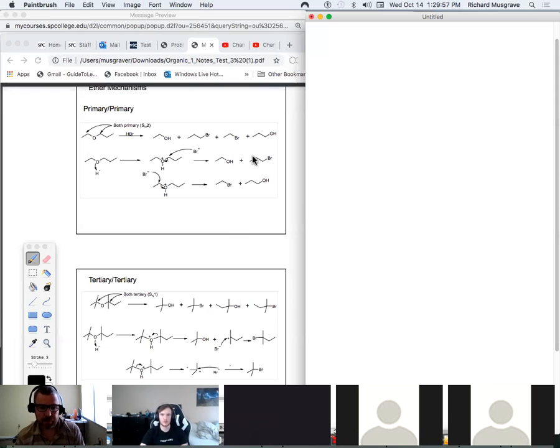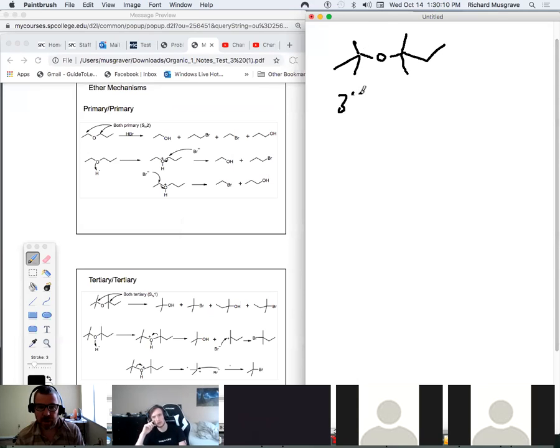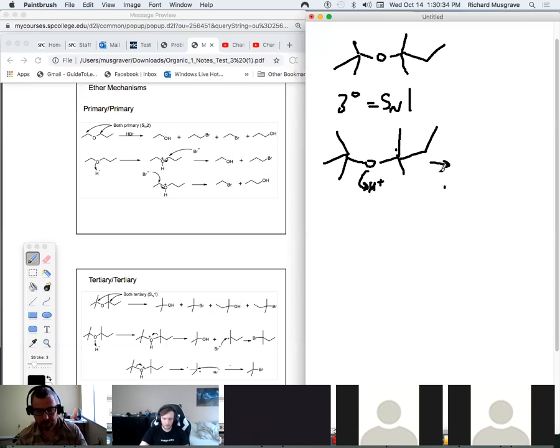Now, the difference between primary, primary, and tertiary, tertiary, obviously, is what's going on at the oxygen with the carbons connected to the O. So these are tertiary, tertiary type situations. And as such, tertiary means that we're going to use an SN1 mechanism. And the SN1 mechanism is a two-step process. So the first thing we'll do is put the H plus on. And again, that makes the O a better leaving group.